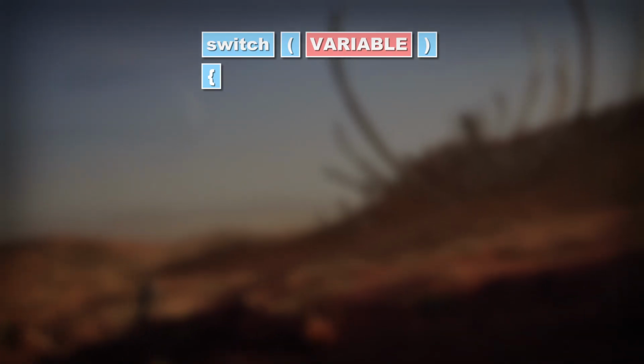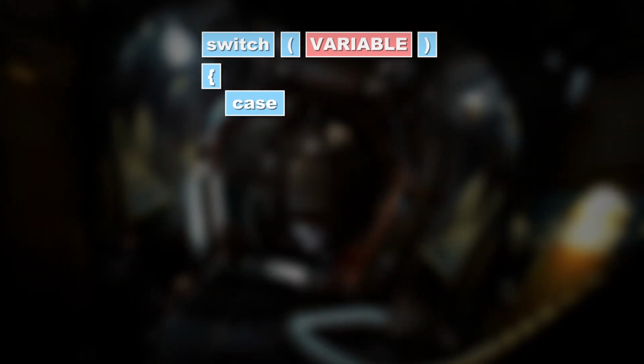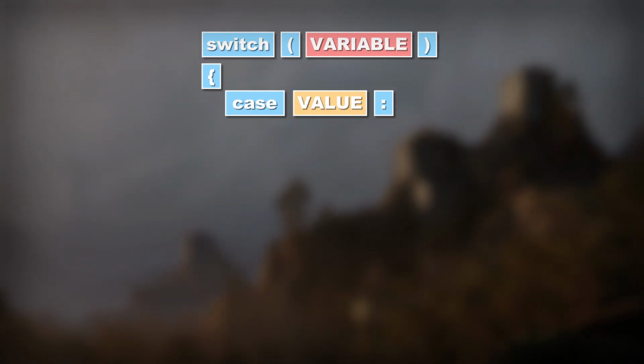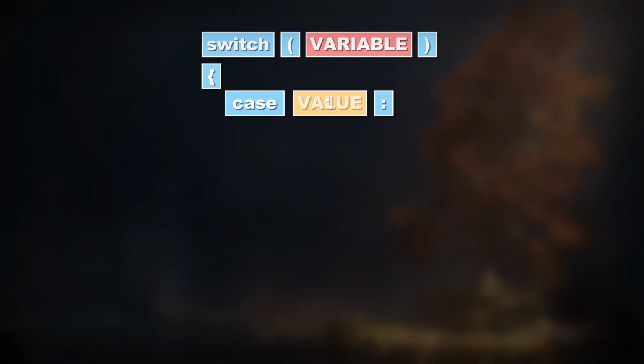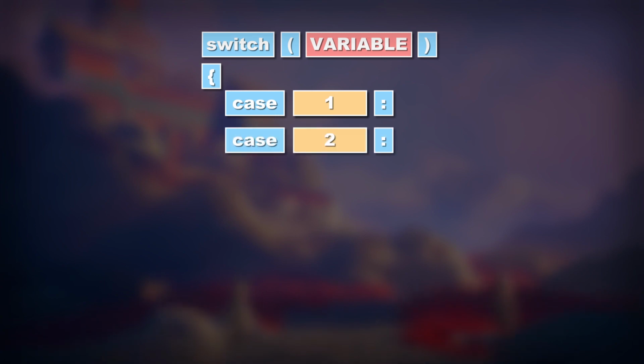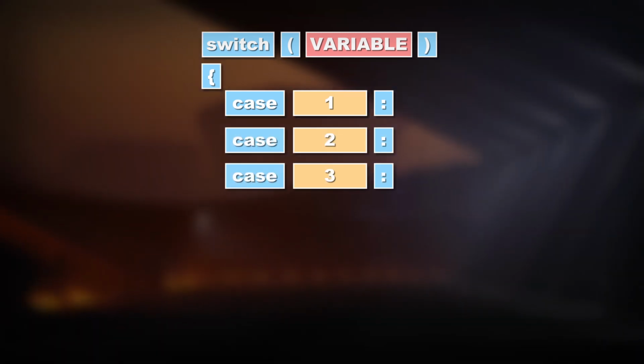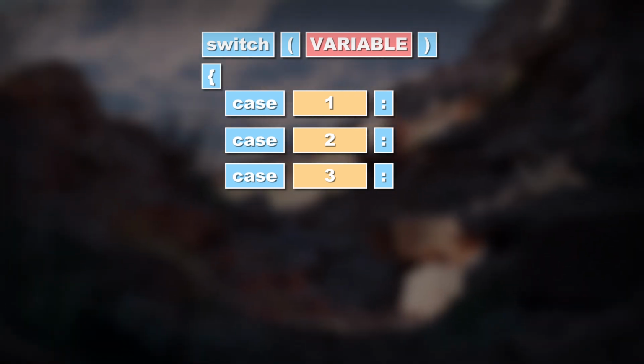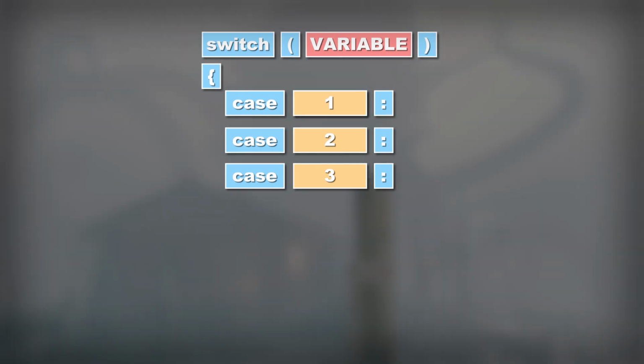This variable will be used to evaluate which case we should enter. Next, we have to provide a number of cases. Behind each case keyword, we have to provide a possible constant value that the variable can have. If we pass in an integer, for example, then the value of this variable can be 1 for the first case, 2 for the second case, and 3 for the third case. So, if our variable has the value of 1, then we would enter the first case.